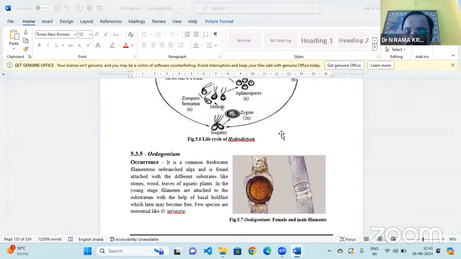The short question purpose. Describe the detailed structure of chlamydomonas. Okay, first question. The second question, describe the detailed life history of valvax. Okay, so Sendismus, sometimes it comes in short question purpose, but chlamydomonas and valvax both are important.